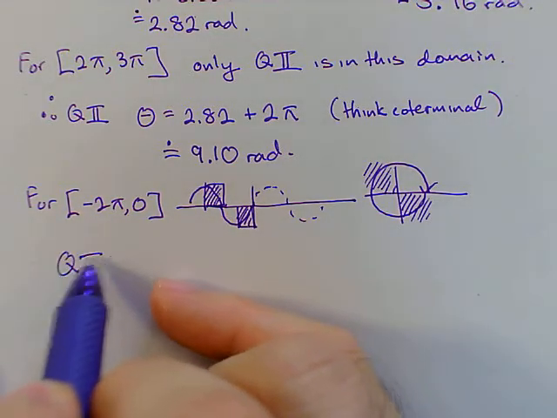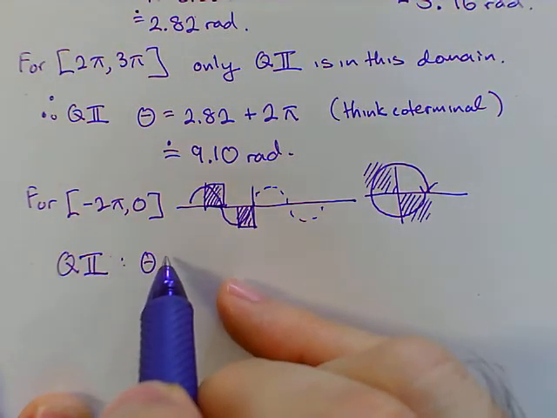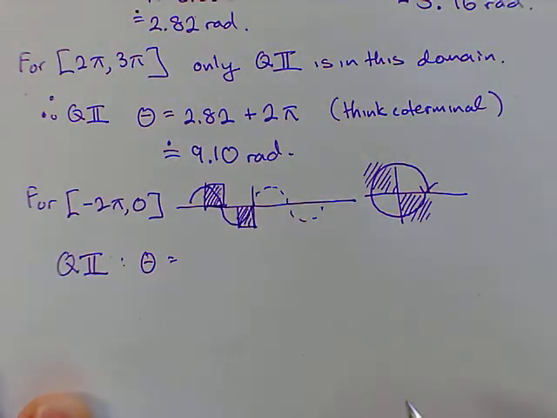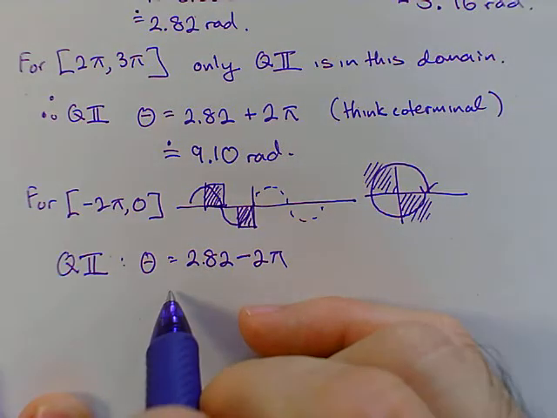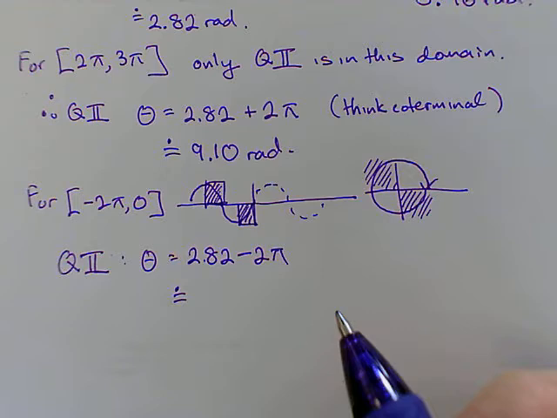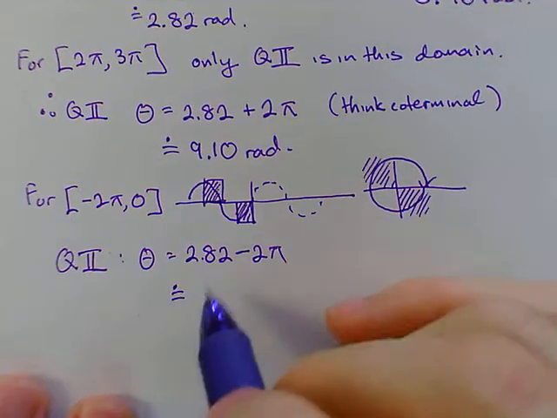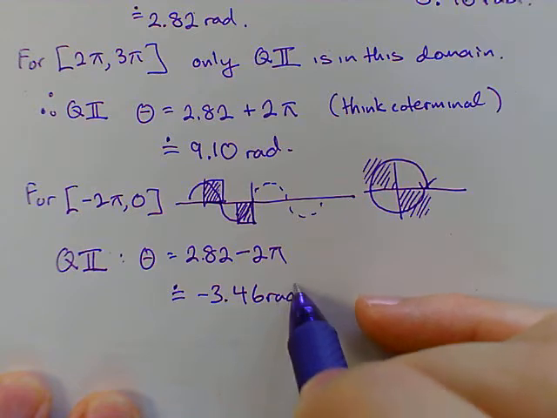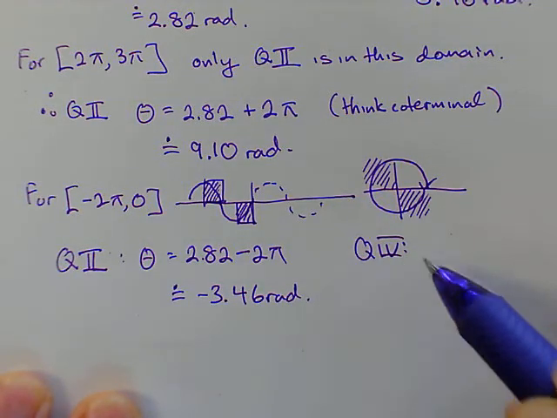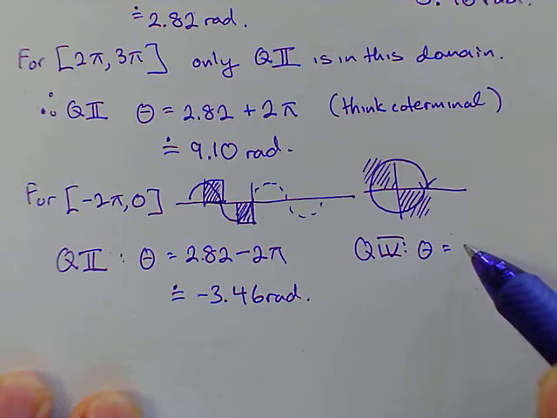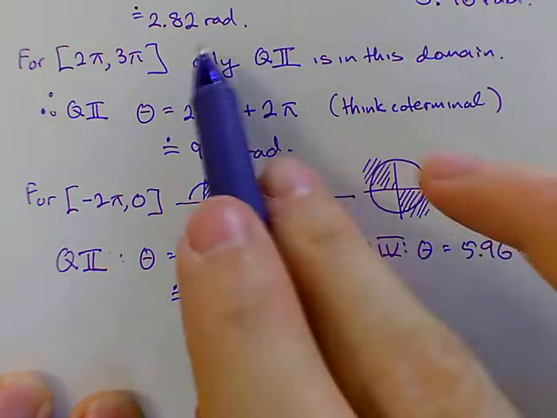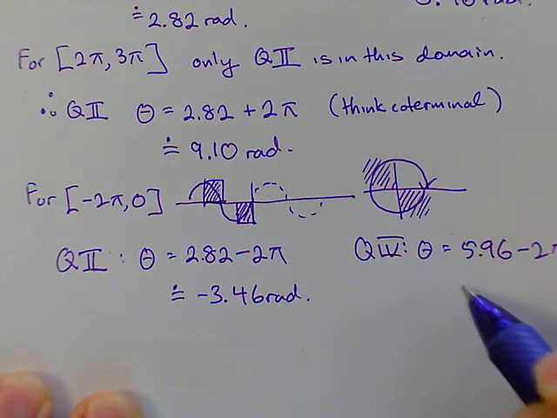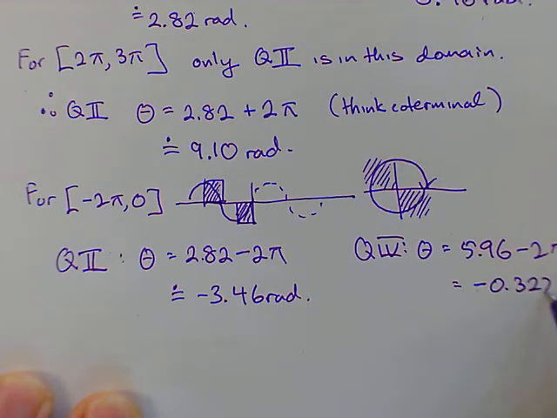So, in quadrant 2, my angle would be, once again, coterminal with 2.82. That would be, which is approximately, my answers are negative 3.46 radians. And in quadrant 4, I have theta being coterminal with 5.96 radians. And that would be, yes, it would be negative 0.322 radians.